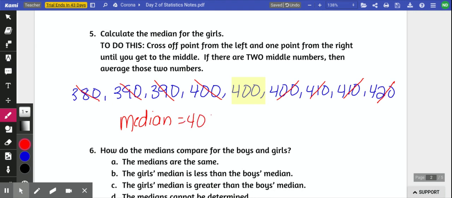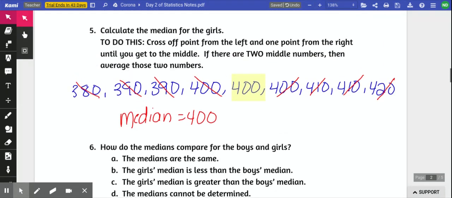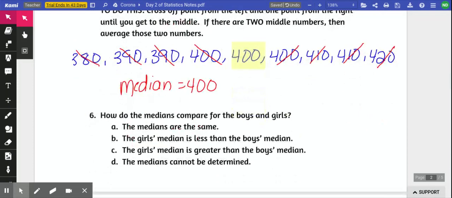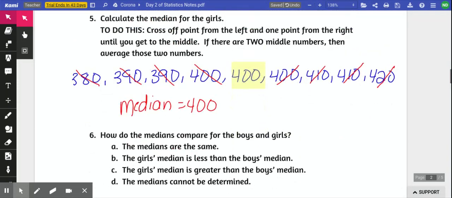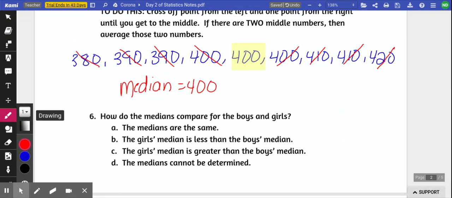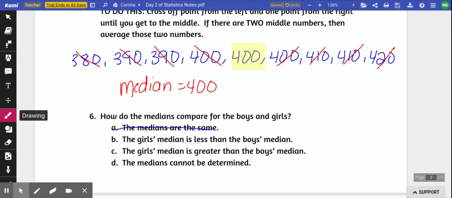is 400. Okay, then again, we just have a comparison question where we are comparing the 2 medians for both the boys and the girls. So we just read each answer choice carefully and make sure we select the one that is correct. So choice A says the medians are the same. Well, that's not true. The median for the boys was 440 and the median for the girls was 400. So A is not correct. The median for the girls is less than the boys' median. Absolutely correct. I know choice B is going to be my answer.